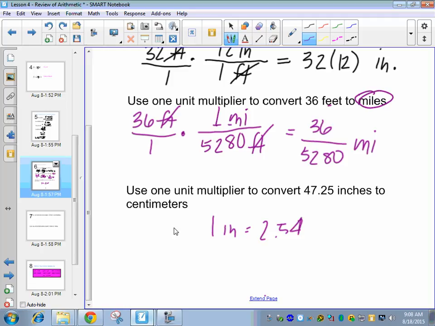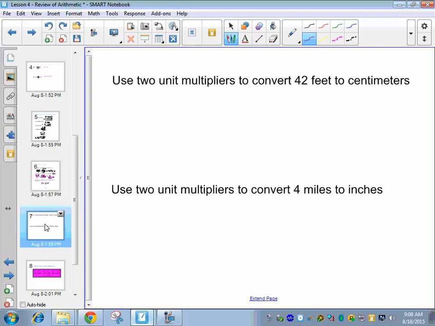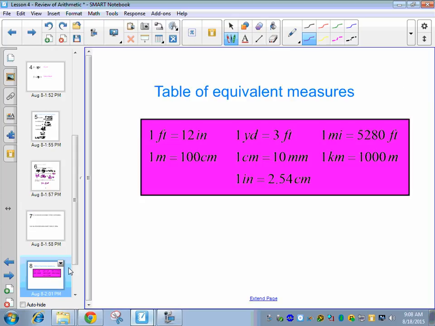What's next? Let's skip these two. Let's see if you know. You guys know these. All right. So if you don't know any of them, write them down.